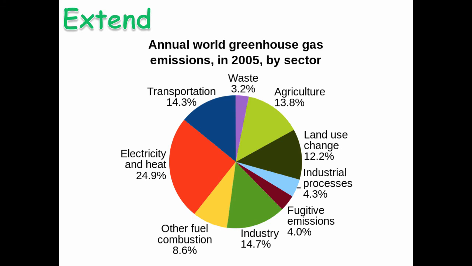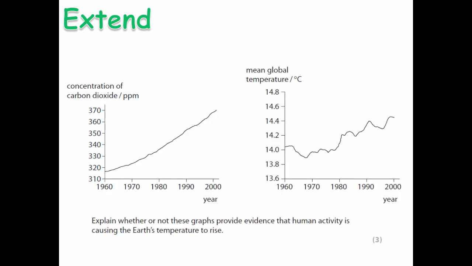The annual world greenhouse gas emissions in 2005 was as follows, and as you can see, about a quarter of it is burning fossil fuels for heat and electricity, then 15% transportation, and agriculture is approximately another 14%. Here's an exam question asking you to link the amount of CO2 to global temperatures. Explain whether these graphs provide evidence for human activity causing Earth's temperature to rise. Pause the video now. Here's 3 marks.